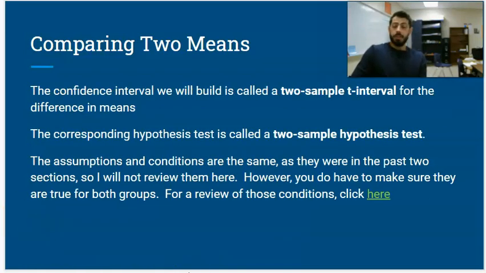Now, since we're testing two means, the confidence interval that we're going to build is going to be called a two-sample t-interval for the difference in means. And the corresponding hypothesis test is going to be a two-sample hypothesis test for difference in means. The assumptions and the conditions are all going to be the same as they were in the last two sections, so we don't need to go back over them. If you do want to go back over them, please go back to one of the other videos. We review them in plenty of detail.